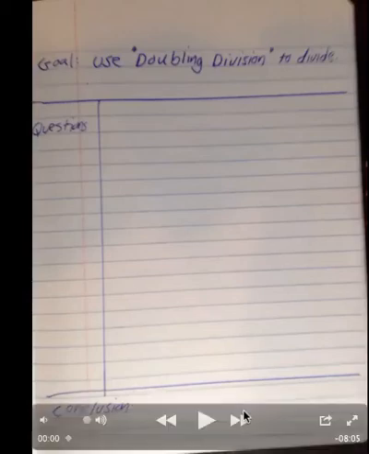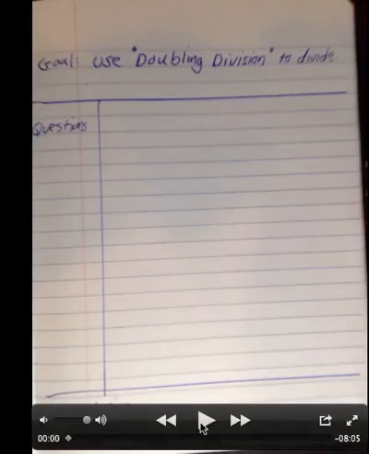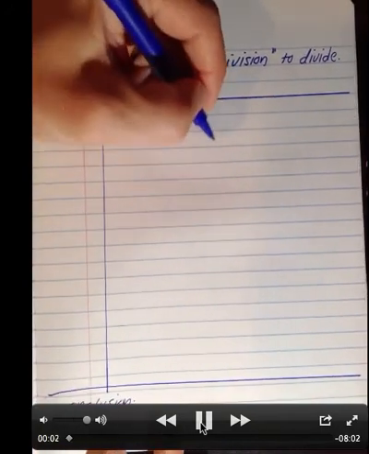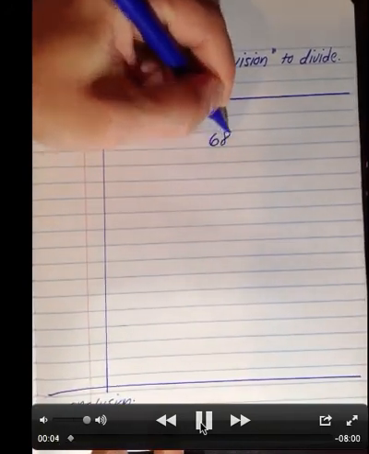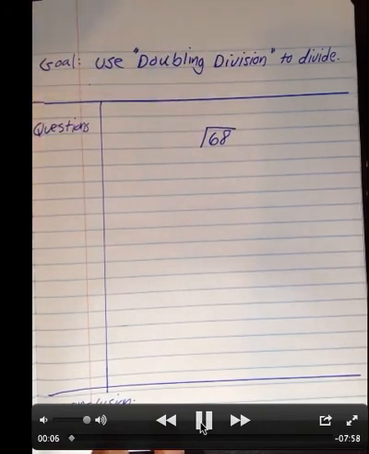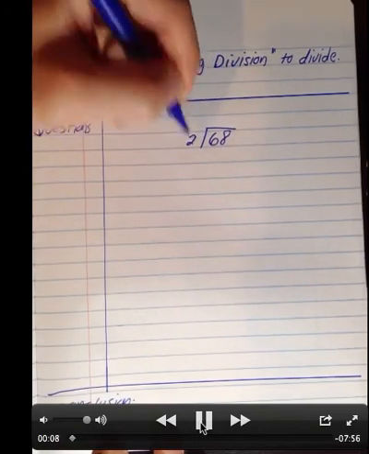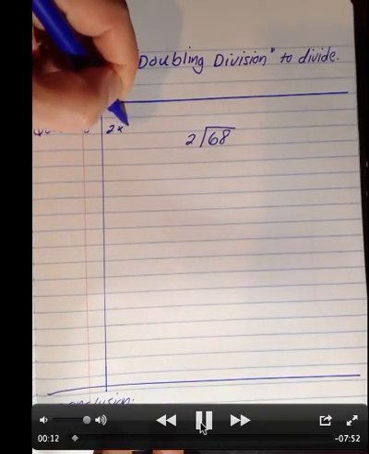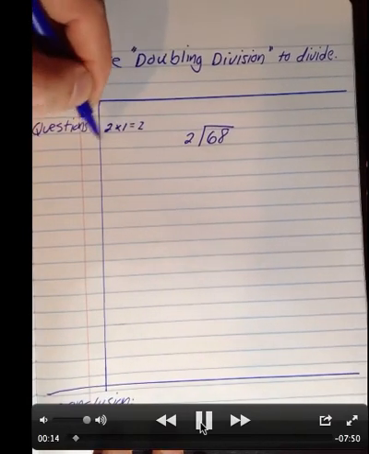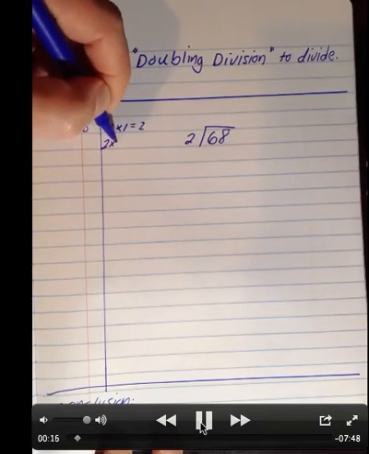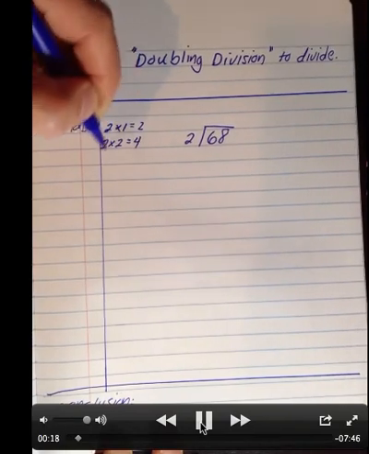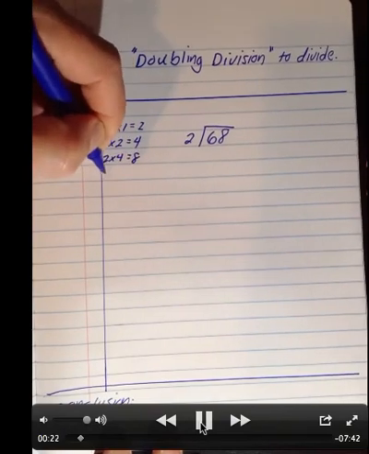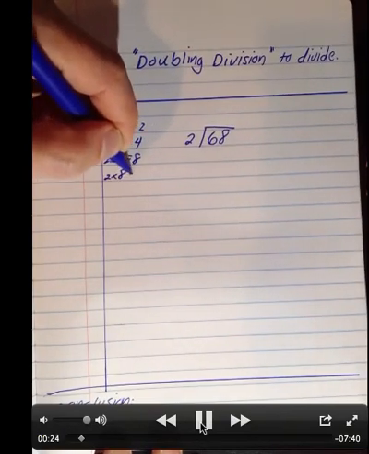Division. This is an alternate algorithm or way to do long division. So we're going to start off with 68 divided by 2. So we make what's called the key. We're going to do 2 times 1 and 2 times 2, 2 times 4, and 2 times 8. And those are the only numbers that we're going to use.